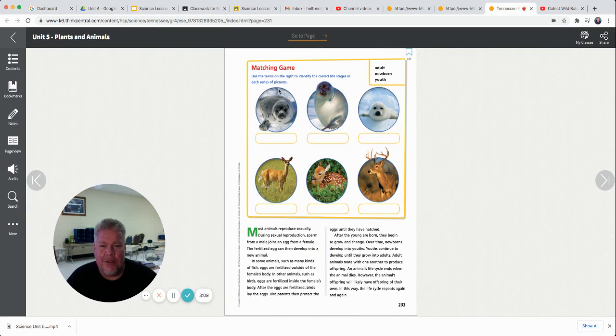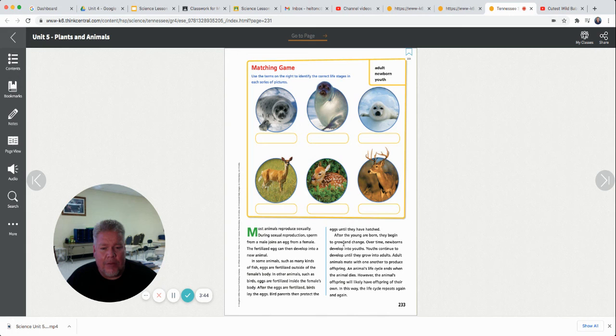All right. Use the terms on the right to identify the correct stages in life. Well, I guess we better read this down here first. Most animals reproduce sexually. During sexual reproduction, sperm from a male joins an egg from a female. The fertilized egg can then develop into a new animal. In some animals, such as many kinds of fish, eggs are fertilized outside the female's body. In other animals, such as birds, eggs are fertilized inside the female's body. After the eggs are fertilized, birds lay the eggs. Bird parents then protect the eggs until they have hatched.